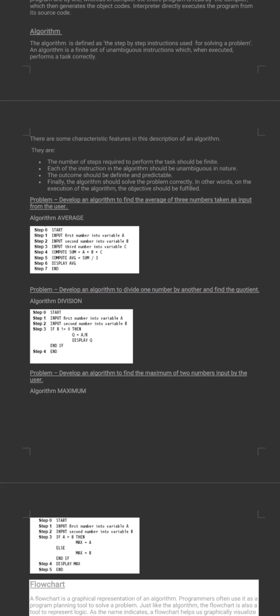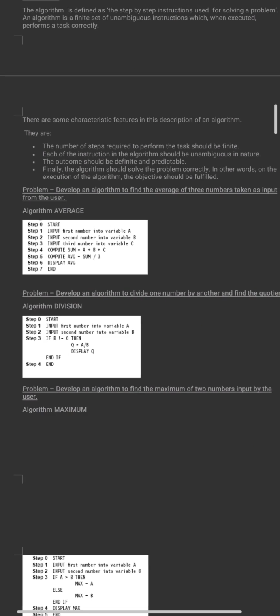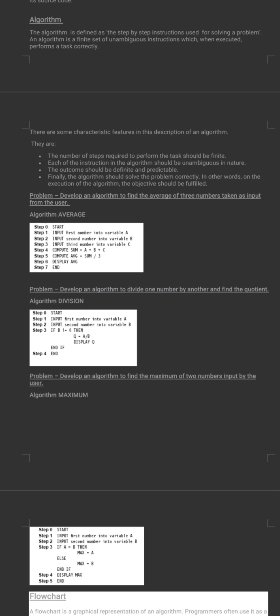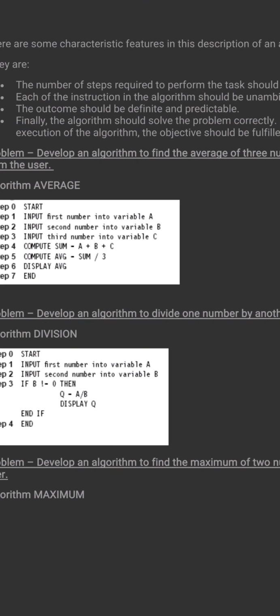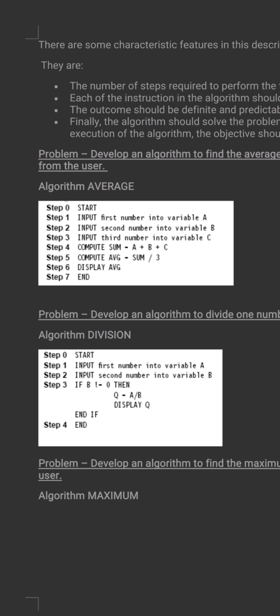The first one is an algorithm to find the average of three numbers. Everyone knows how to find an average, right? Average is the sum of total observations divided by the total number of observations. So here is the algorithm. In every algorithm, the first step should be start and the last step should be end. Either we can start from step 0 or step 1, that is our wish. Here in step 0 they started, and in the first step they input the first variable A.